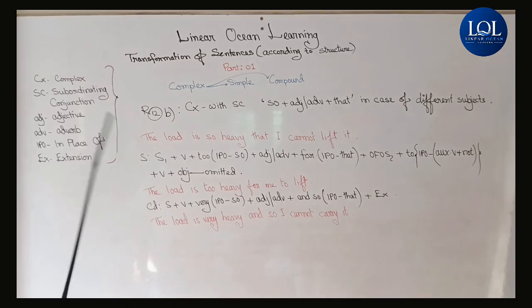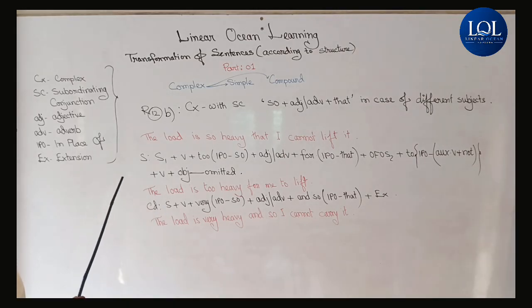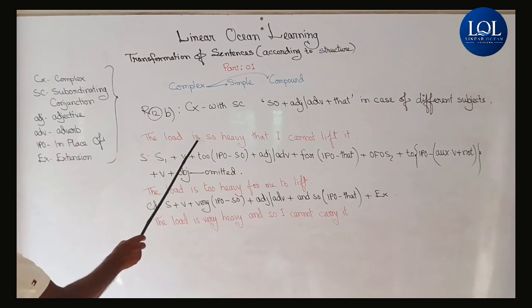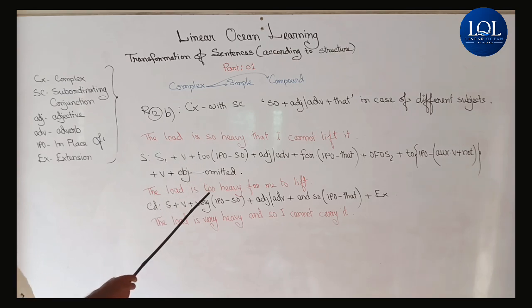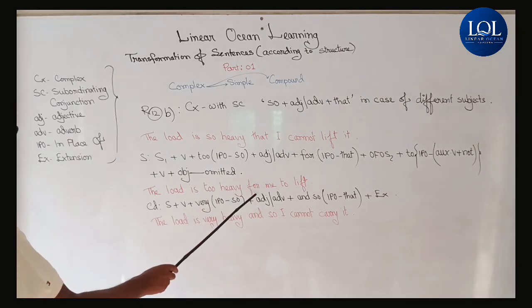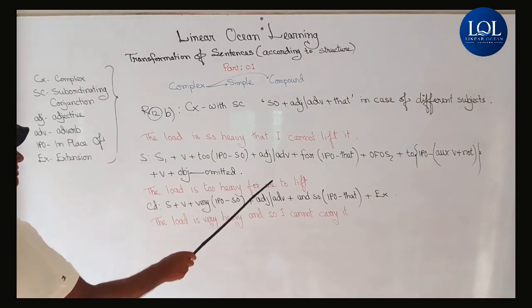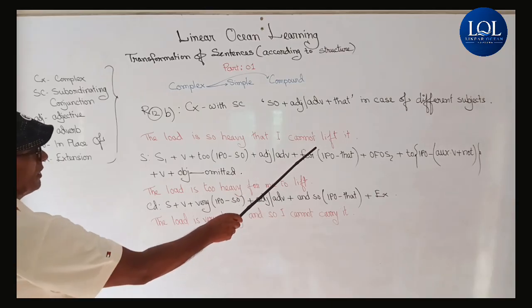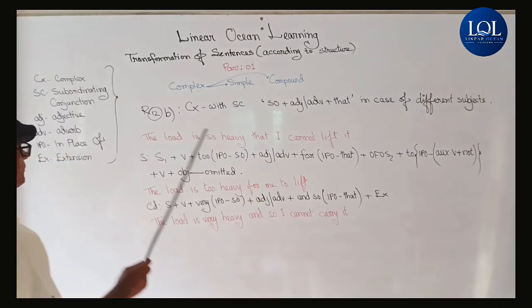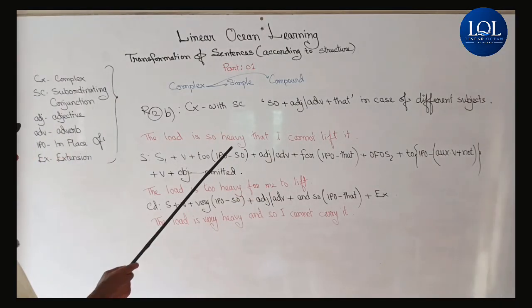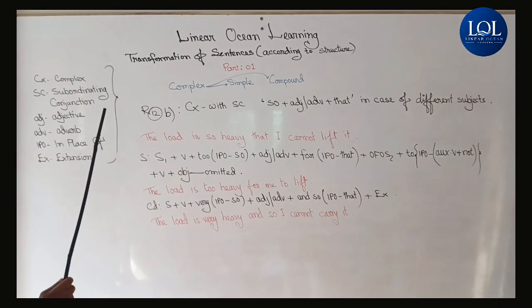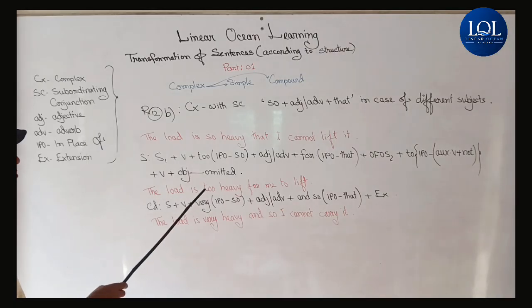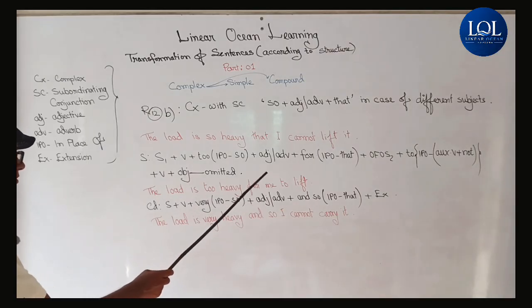So if we follow the structure, the simple sentence we are getting is: the load is, in place of so, to, adjective heavy, in place of that it is for, and in place of I it's me, then in place of cannot it is to, plus verb, it omitted. The load is so heavy that I cannot lift it. The simple one will be: the load is too heavy for me to lift.